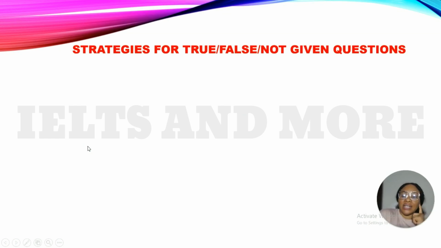Alright, now let's look at some strategies for true, false, not given questions. How do you attempt them? Now that I've explained what they are, I've given you some tips, what should you do? Like when you open your question paper on your test day, or maybe you're trying to practice at home on your own, and you realize that, okay, now it's time to do a true, false, not given question. What steps should you take towards actually getting your answer and getting it very quickly?